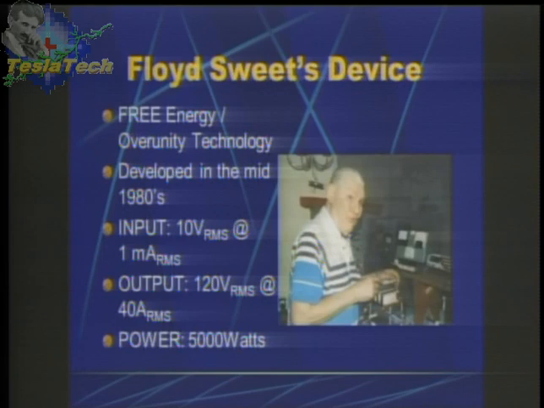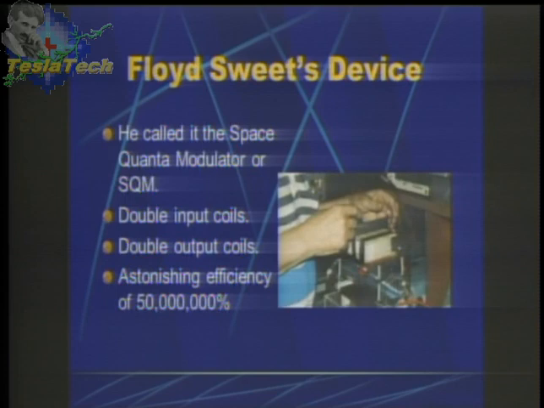His device had an input of 10 volts AC RMS at 1 milliamp, and he had this phenomenal output of 120 volts AC at around 40 amps. That's incredible, a power output of 5,000 watts from these devices he's been building. He called his device the Space Quanta Modulator.